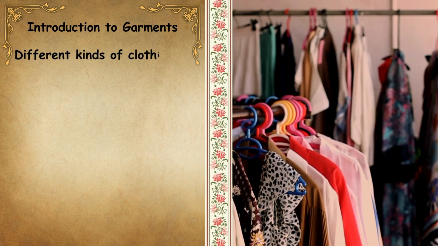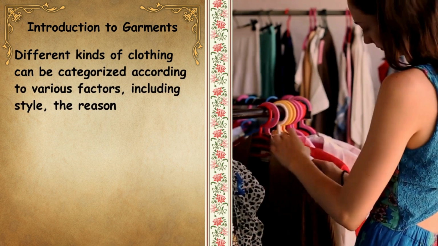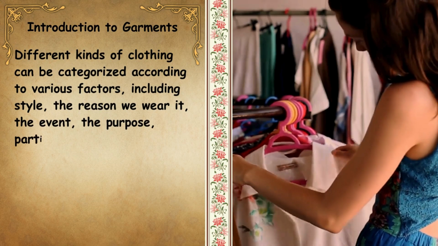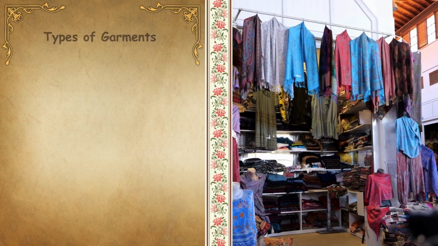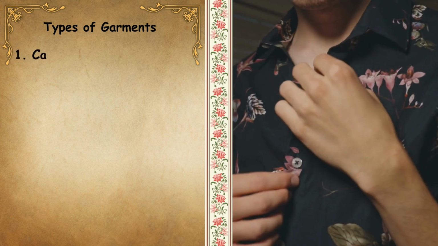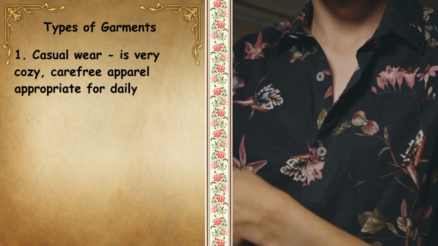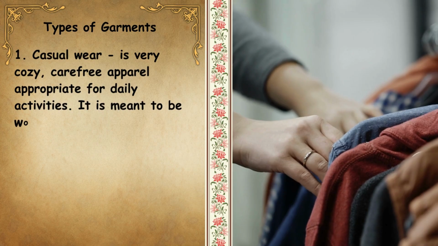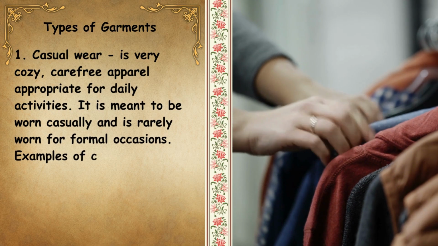Different kinds of clothing can be categorized according to various factors, including style, the reason we wear it, the event, the purpose, particular qualities, and many more. Here are the different types of garments we have to use for different purposes. 1. Casual wear. It is very cozy, carefree apparel appropriate for daily activities. It is meant to be worn casually and is rarely worn for formal occasions.